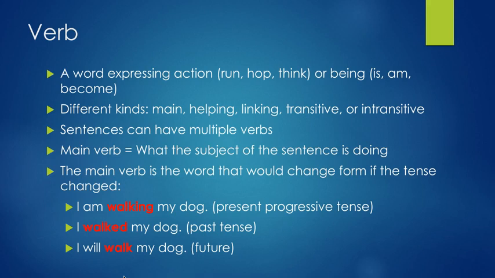You can change the tense of the sentence to try to figure it out. So I am walking my dog can change to I walked my dog, can change to I will walk my dog, or I walk my dog every Tuesday. So you can see that the word that is changing in each of those sentences is the verb walk. Walking, walked, walk, walks, if I had a third person pronoun, etc. So that's a little test you can do to try to figure out what's the main verb of the sentence.